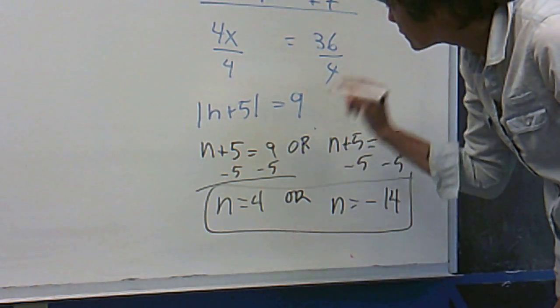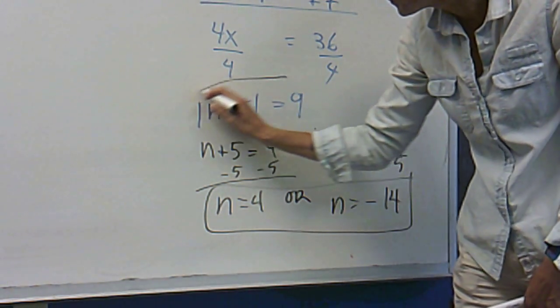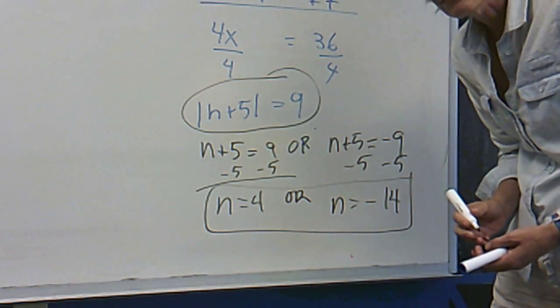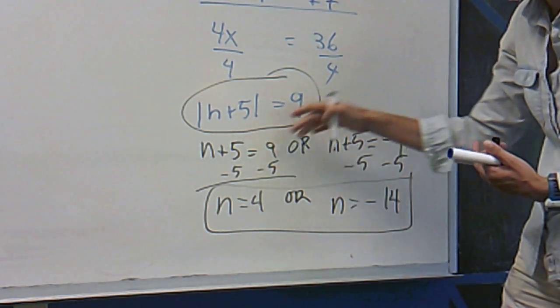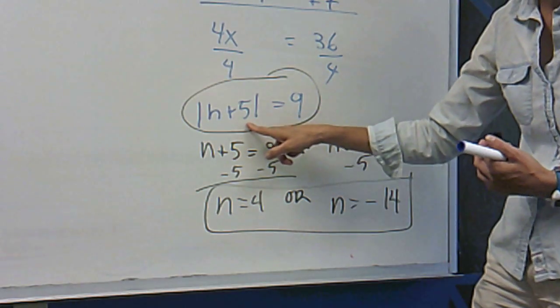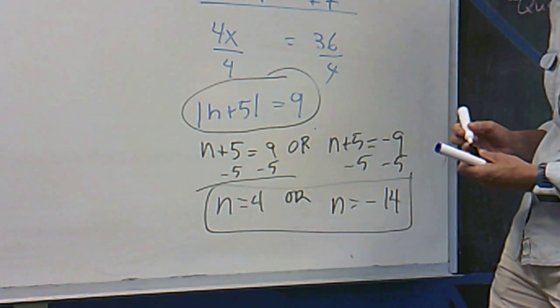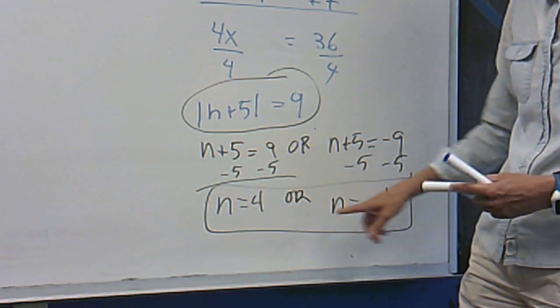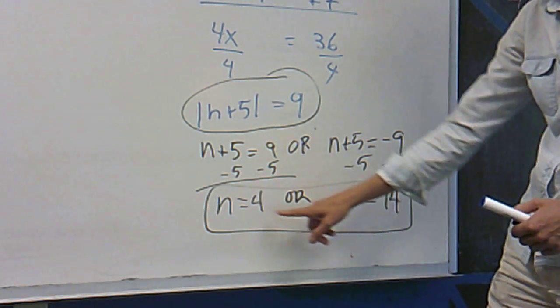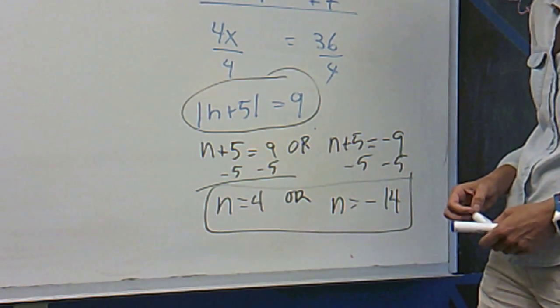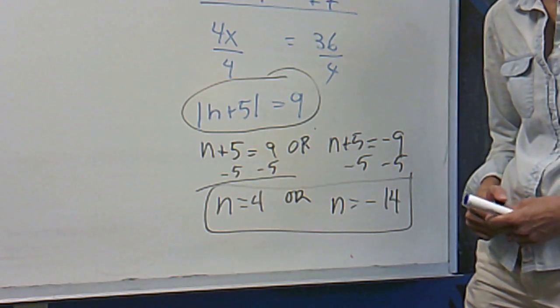Now, this is all a long way of saying that n plus 5 is 9 units from what we want. So it's either negative or positive. I think I said that wrong. I'm going to cut that out.